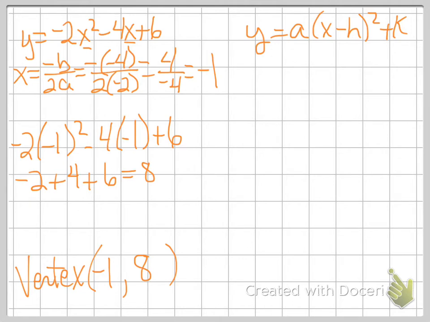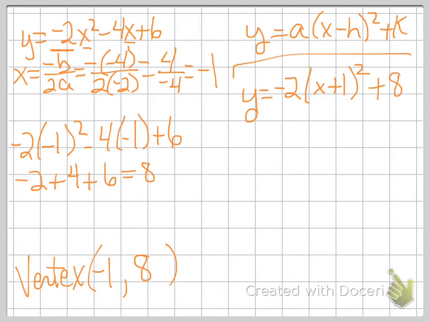Now again, remember we said our a is the same in both forms. So negative 2 is my a here, so my a in my vertex form is going to be negative 2. Now, x minus negative 1 would be x plus 1 squared, and then k is 8, so plus 8. So y equals negative 2 times x plus 1 squared plus 8. Alrighty, that takes care of number 18.